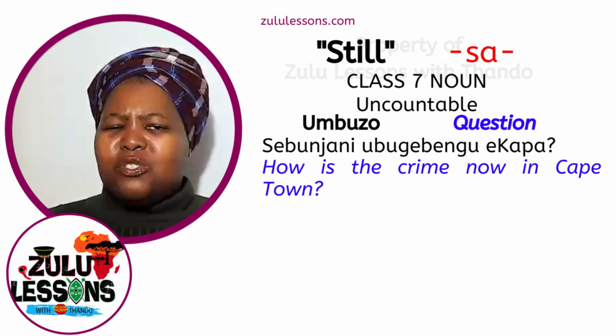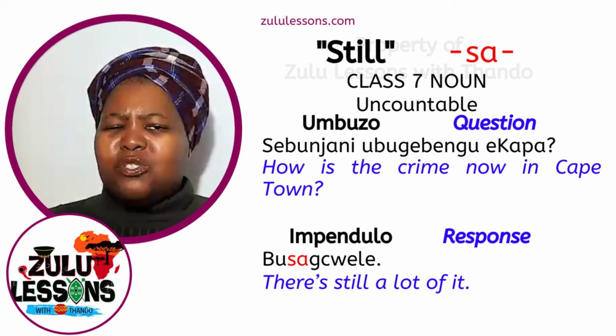Class 7. Sebunjani ubugebengu eKapa? How is the crime now in Cape Town? Busagcwele. There's still a lot of it. There's still a lot of crime. Now, you could add here the noun itself as well and say, busagcwele ubugebengu. There's still a lot of crime, sadly.